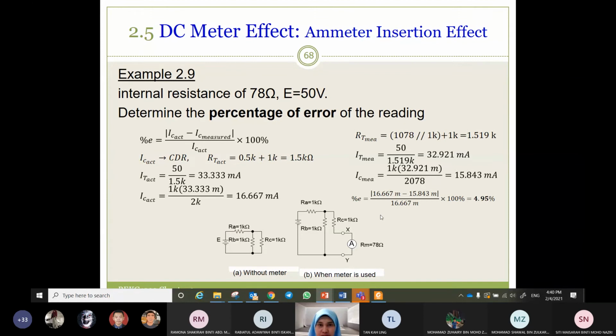Now we can calculate the percentage of error by getting the difference between the actual and the measurement. 16 minus 15 divided by the actual, multiplied by 100. The error is 4.95%.